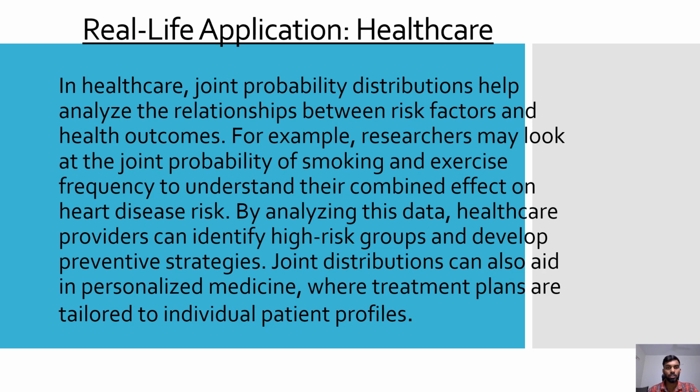Real life applications in healthcare. In healthcare, joint probability distributions help analyze the relationship between risk factors and health outcomes. For example, researchers may look at the joint probability of smoking and exercise frequency to understand their combined effect on heart disease risk. By analyzing this data, healthcare providers can identify high risk groups and develop preventive strategies. Joint distributions can also aid in personalized medicine, where treatment plans are tailored to individual patient profiles.